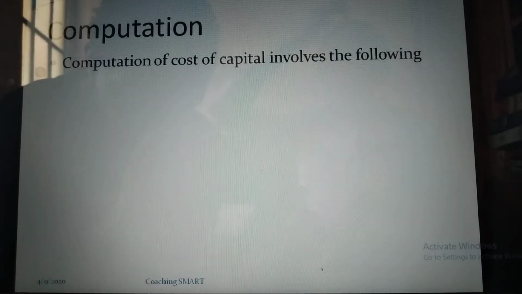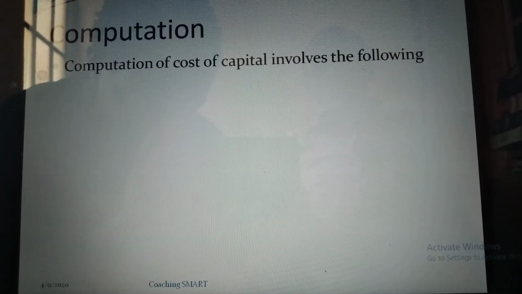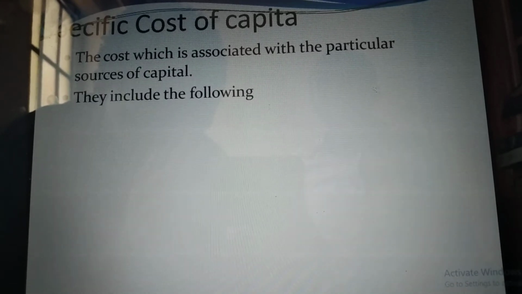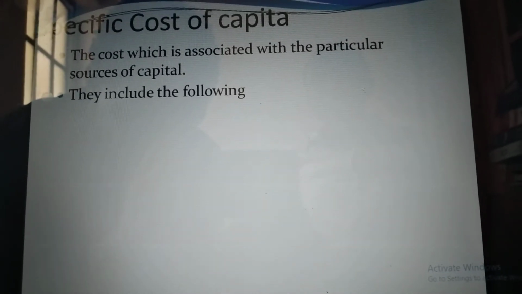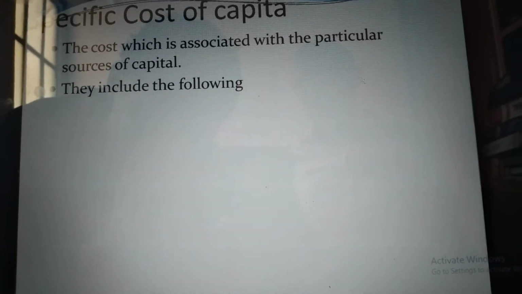Now, computation. How do you compute cost of capital? Computation of cost of capital involves the following: specific cost and composite cost. Specific cost is the cost which is associated with a particular source of capital. So we are dealing with each and every source of capital.